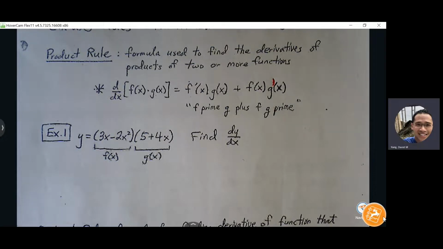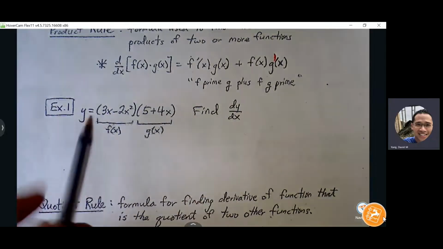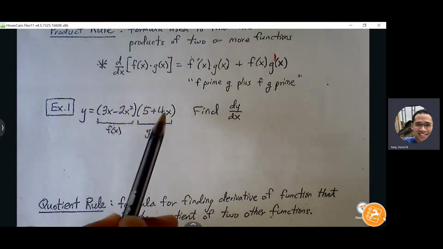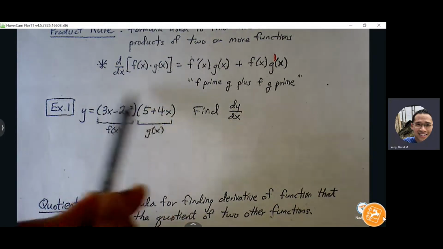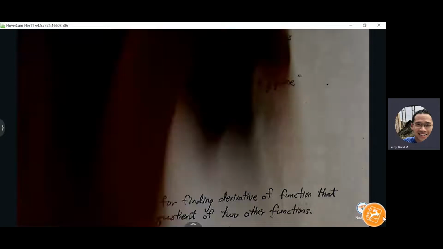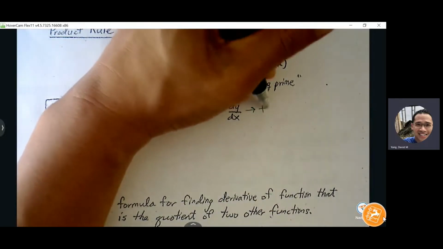So let's practice this rule for this particular problem. y is equal to 3x minus 2x squared times 5 plus 4x. What is the derivative? What is the slope formula for whatever this graph looks like? It says find dy/dx. dy/dx is just another notation that represents the derivative. So this just means find the first derivative.